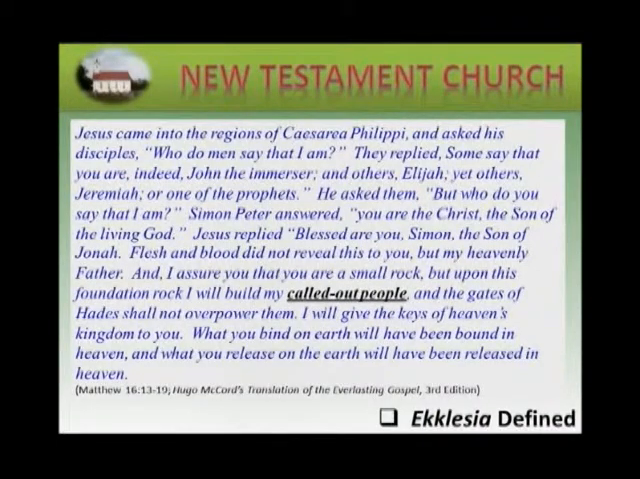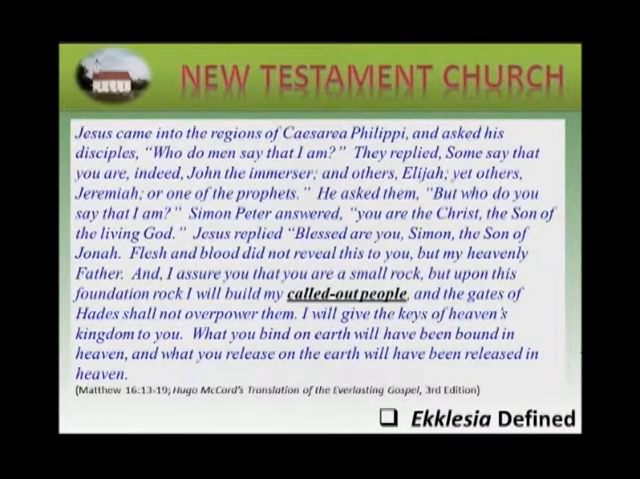It says, Jesus came into the regions of Caesarea Philippi and asked his disciples, who do men say that I am? They replied, some say that you are indeed John the Immerser, and others Elijah, yet others Jeremiah, or one of the prophets. He asked them, but who do you say that I am? Simon Peter answered, you are the Christ, the Son of the living God. Jesus replied, blessed are you, Simon, the son of Jonah. Flesh and blood did not reveal this to you, but my heavenly Father.